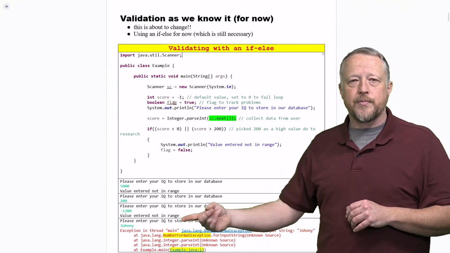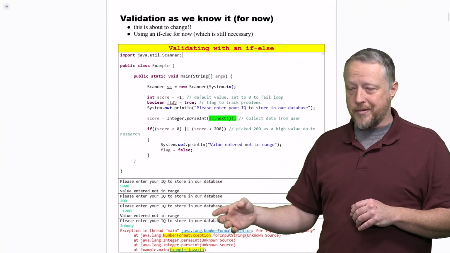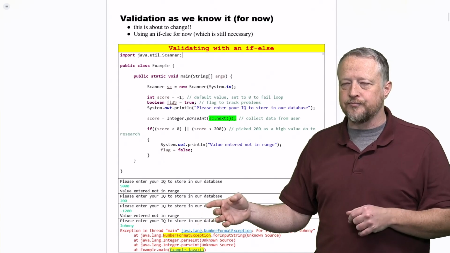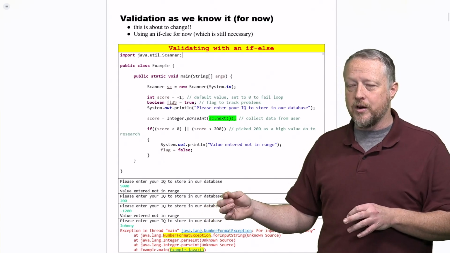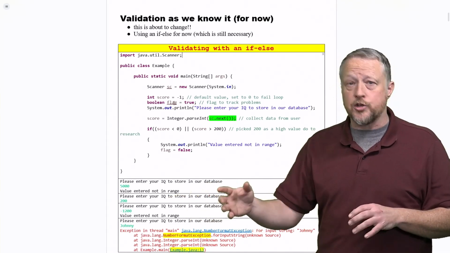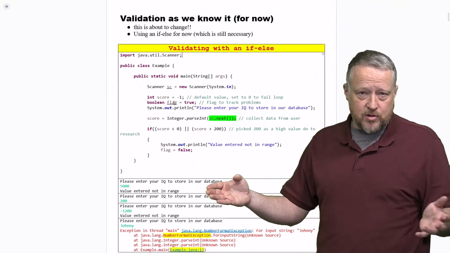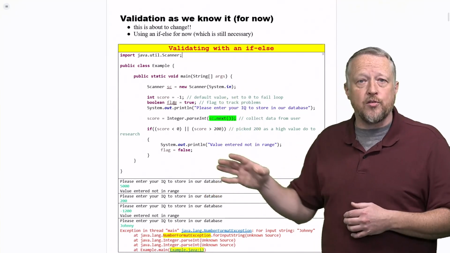Let's do it right. I put in 5,000. Okay, enter your IQ to store in a database. Now, by the way, 5,000, that's for an IQ, yeah, whatever. But anyway, notice it says value entered not in range. It accepts the answer and it does the right thing. It says, hey, you know what? It's not in range. There's nothing wrong with that.